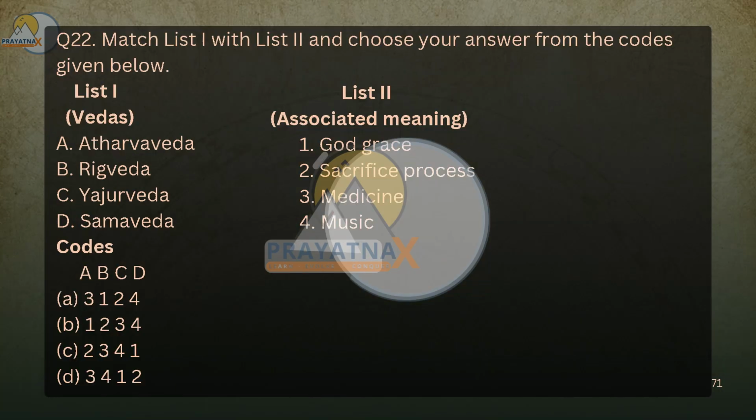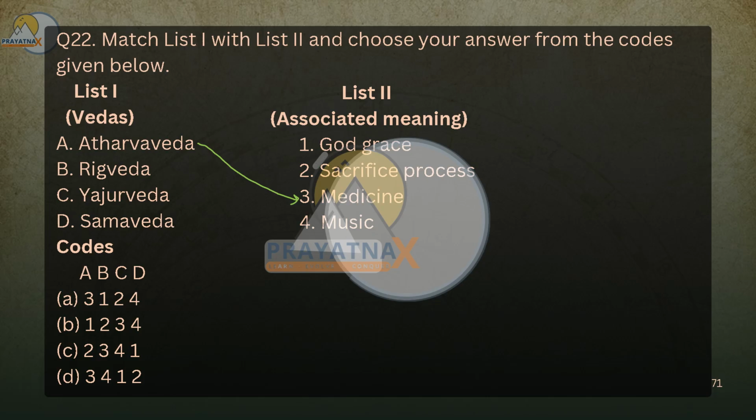Match the list 1 with list 2. So list 1 mentions the Vedas and list 2 mentions its designated meaning. So the correct answer for this would be C. Atharvaveda deals with medicine and also deals with chants to ward off evil spirits and diseases, and Rigveda deals with the gods' grace since it deals with hymns which are directed to the deities.